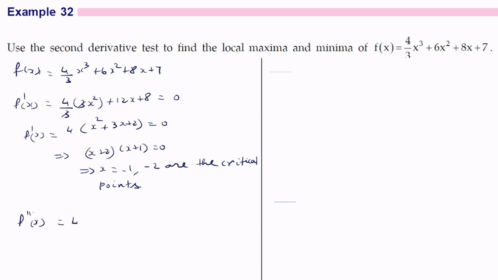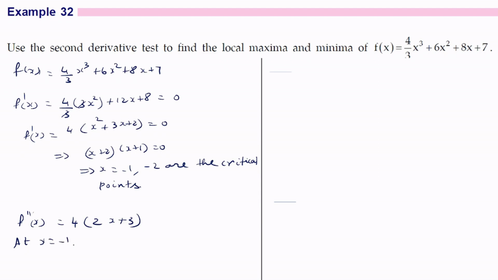F double dash of x, that is the second derivative of f of x, is 4 into 2x plus 3. Now let us check at each of these points whether this f double dash of x is more than 0 or less than 0.